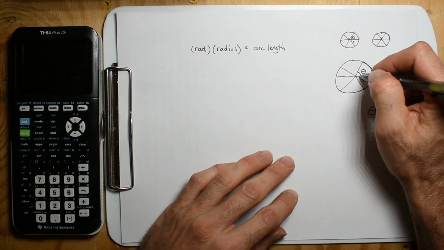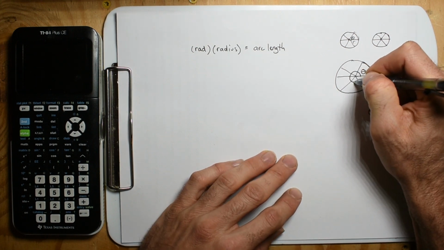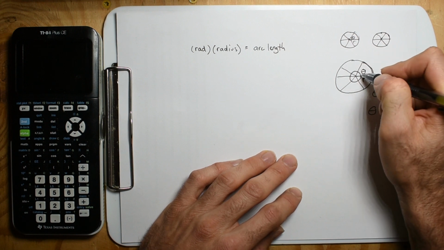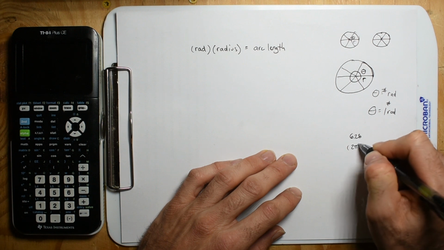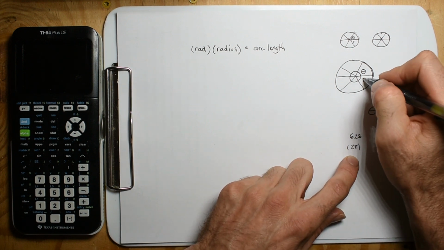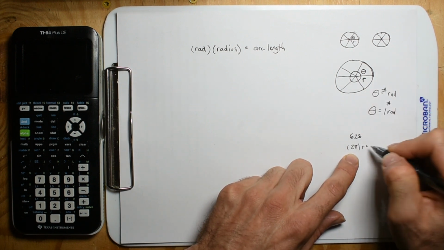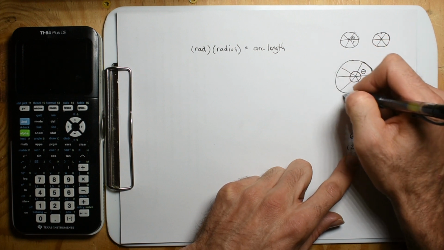But if we do, how many radians are in a circle? We're going to have 6.28. So if you do 6.28 or 2 pi, and then we multiply that by the radius, whatever the radius is, that gives us this whole circumference.